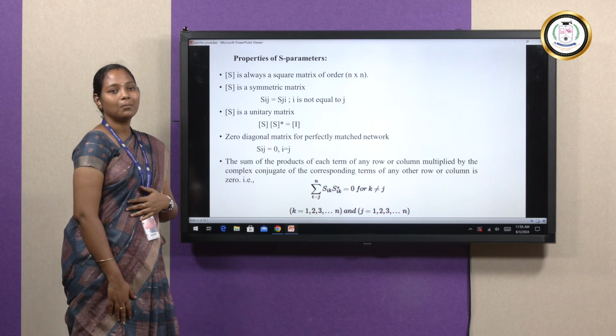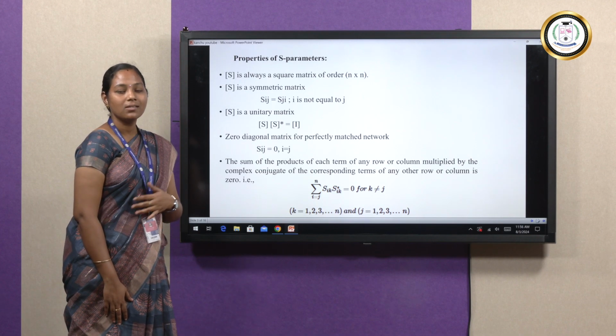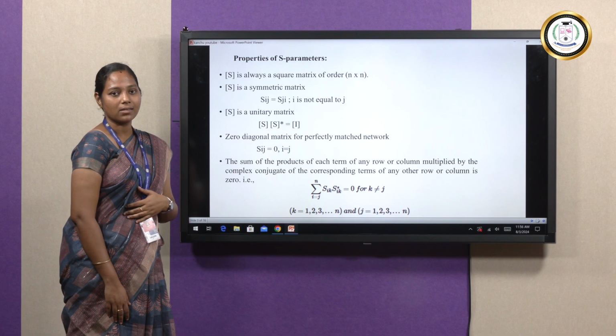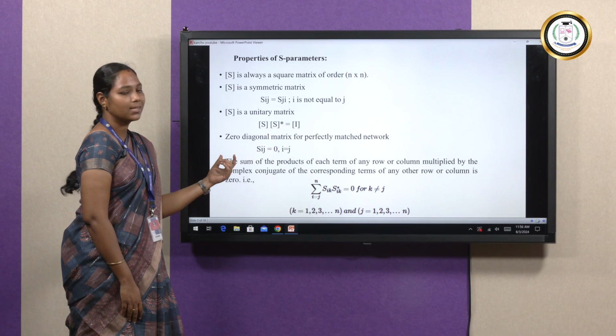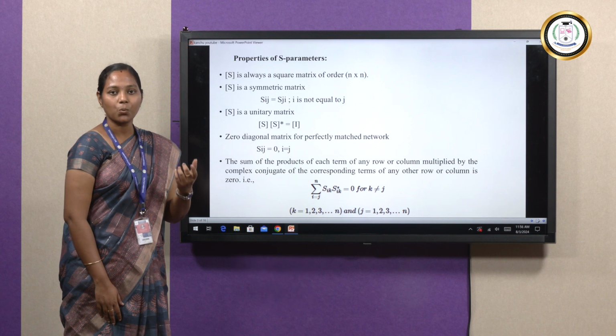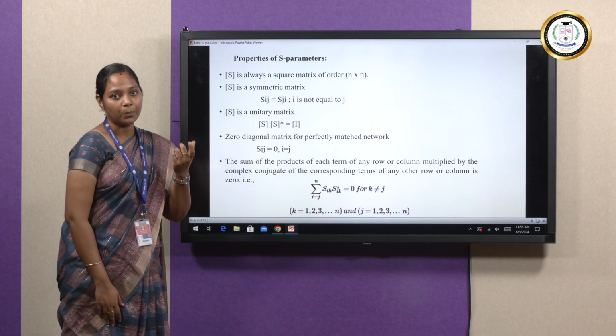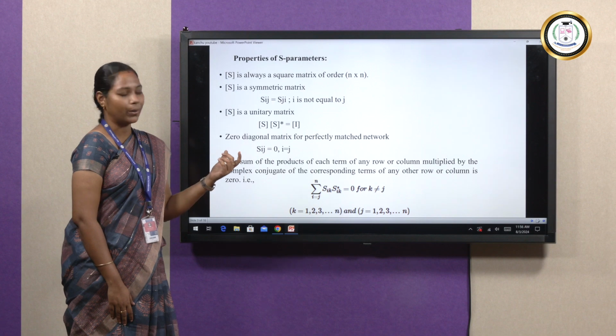The fourth one is the zero diagonal. In the sense, if the ports are perfectly matched, that is called a zero diagonal matrix. So Sii equals 0. For example, S11, S22, S33 and S44 are 0. If it is perfectly matched, we can take zero diagonals over there.